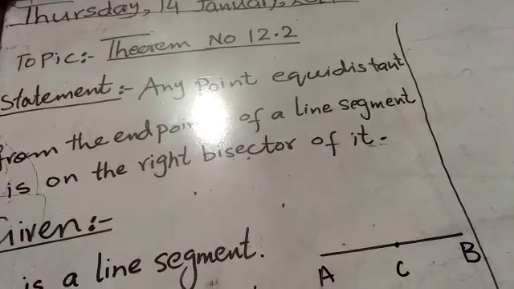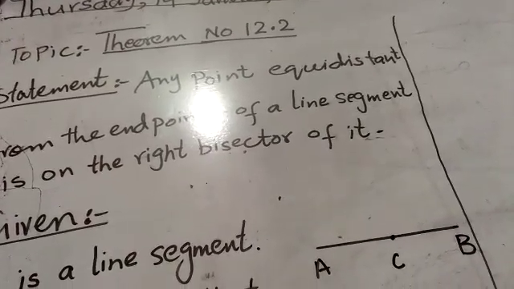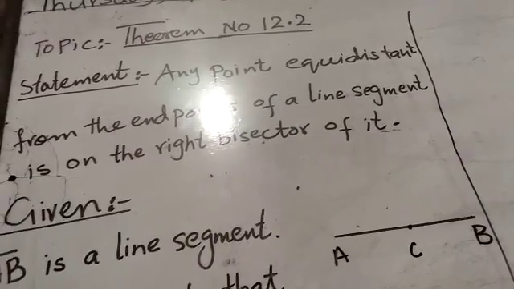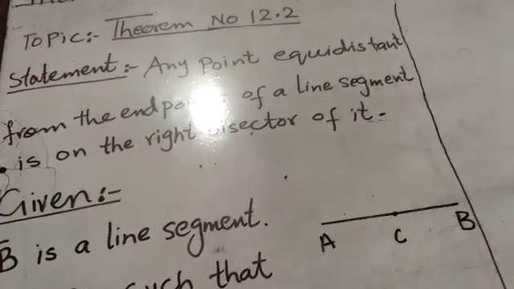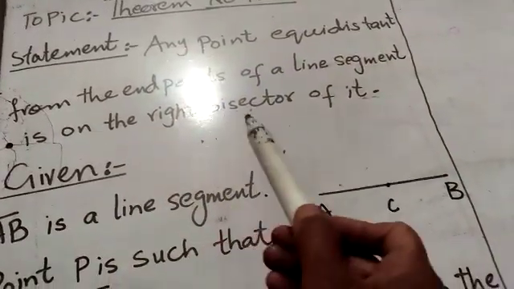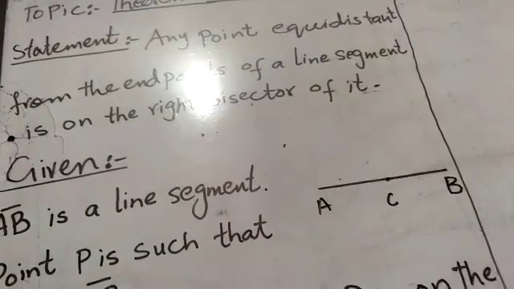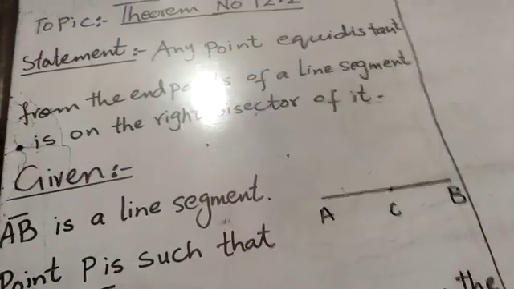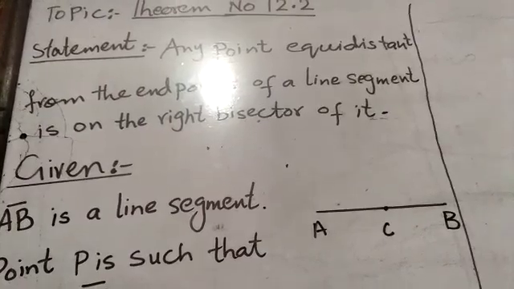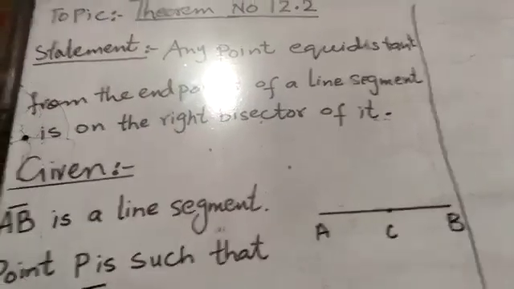Our topic is theorem number 12.2, meaning the second theorem of chapter number 12. Its statement is: any point equidistant from the endpoints of a line segment is on the right bisector of it. This is the converse of theorem number 1. It means it is opposite to theorem number 1.